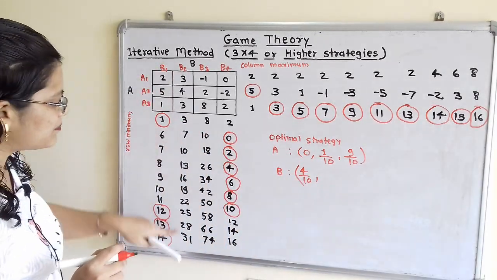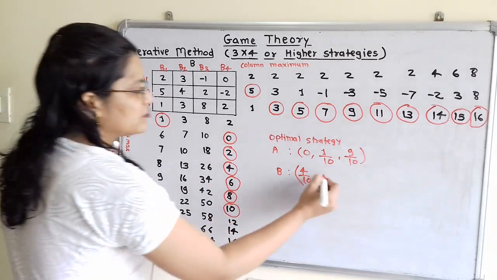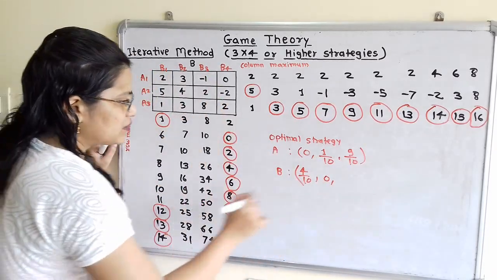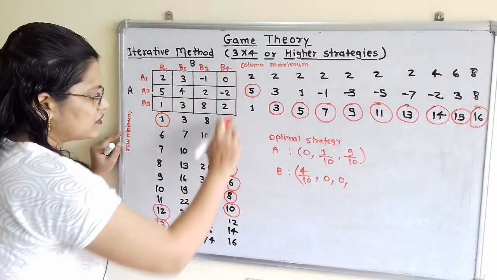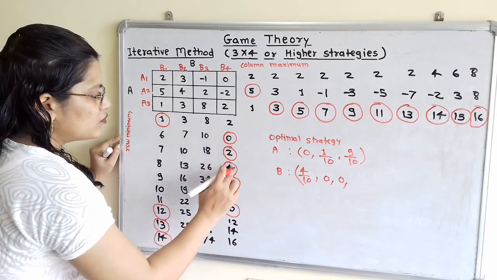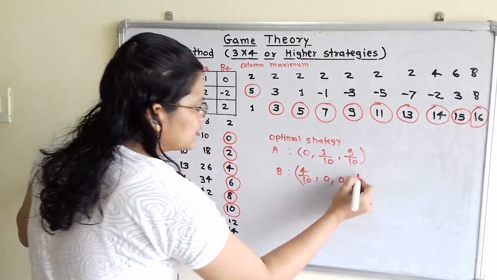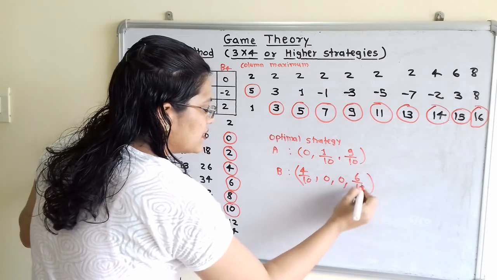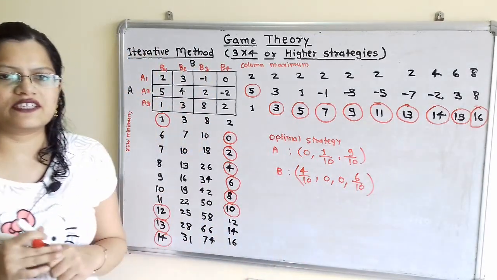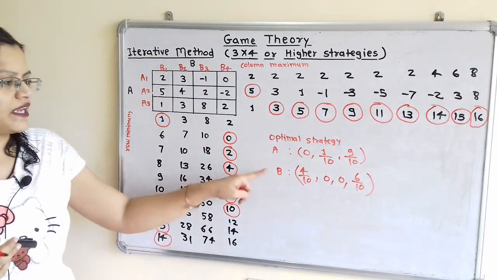For strategy B2, no any number is circled. So here is 0. Strategy B3 is also 0. And for strategy B4, 1, 2, 3, 4, 5, 6. That is 6 by 10. So these are the optimal strategies for player A as well as player B.